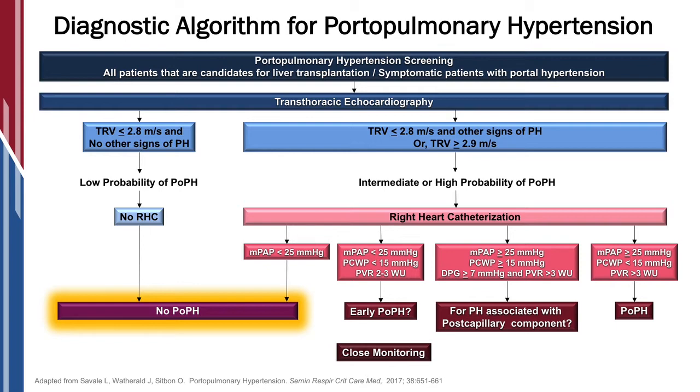Now, if they have just high flow because of the high flow state seen in liver disease, those individuals will have a high mean PA pressure, but a normal pulmonary vascular resistance. If we do find a patient with true portopulmonary hypertension, their mean pressure will be more than 25, their wedge will be in the normal range, and their vascular resistance will be high. Those are the people we need to treat with specific therapy.